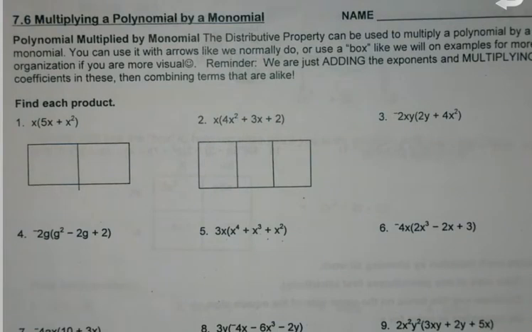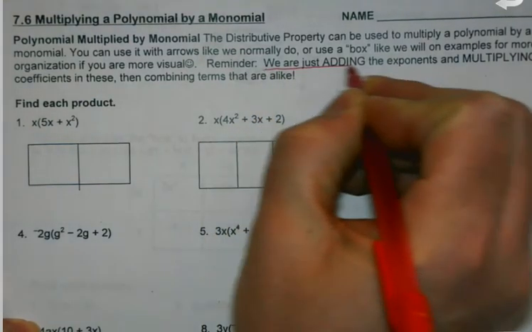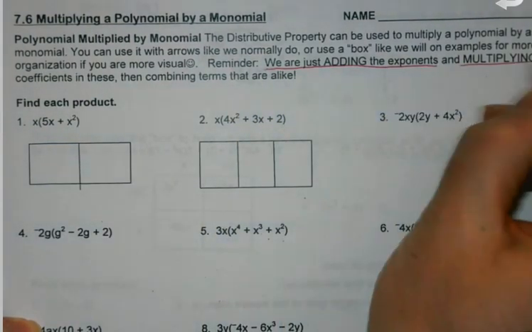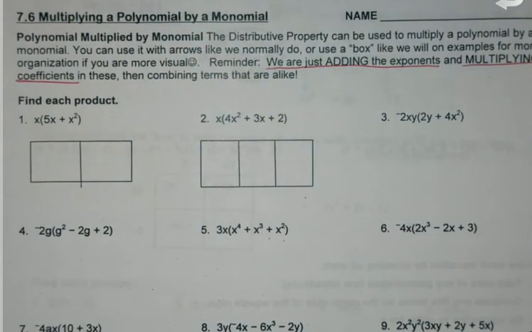But just like it says on the reminder down here towards the bottom, adding exponents, multiplying coefficients, the number in front, and then we'll combine like terms if there are any. And sometimes there will be, and sometimes there won't. So up here at the top, when it says find each product, I'll show you a couple of things here. That may end up working out okay for us.